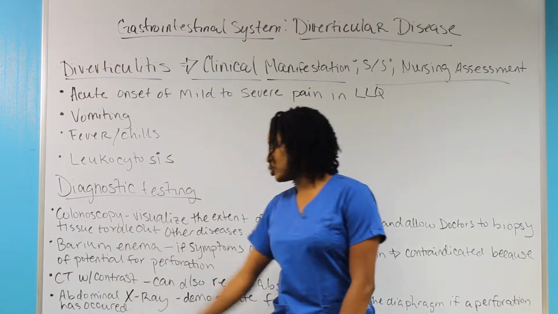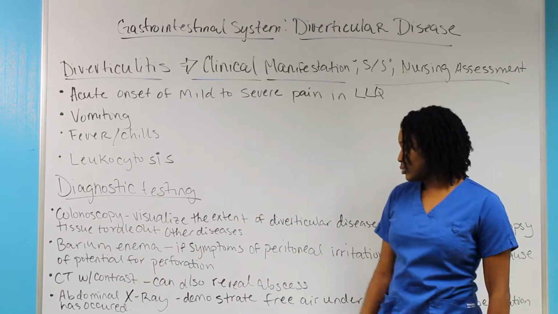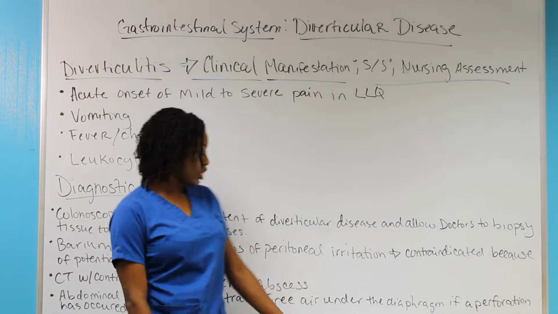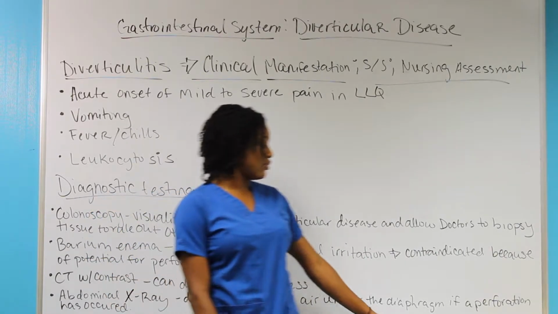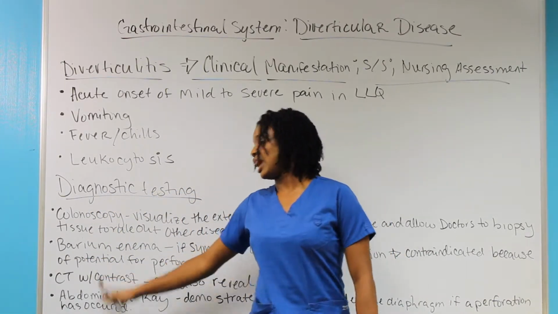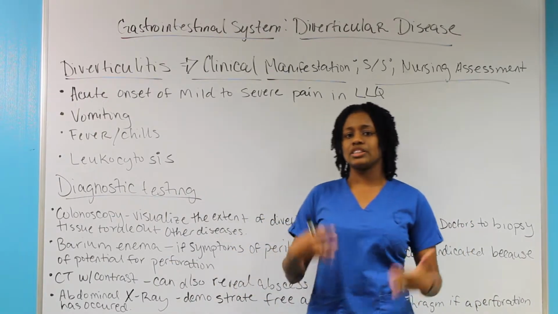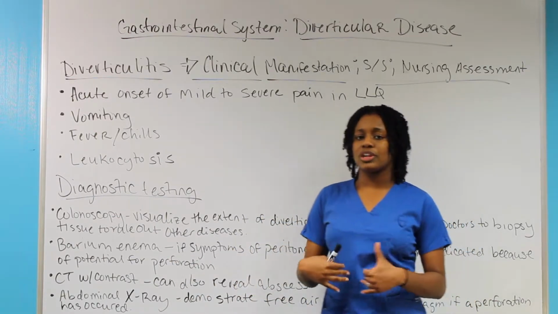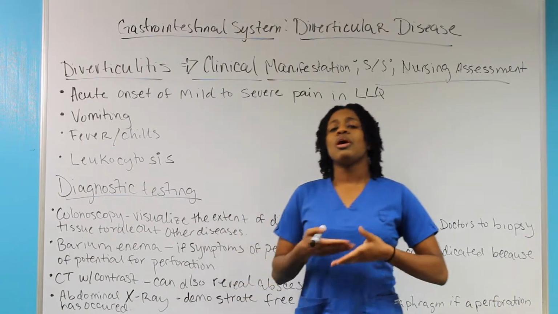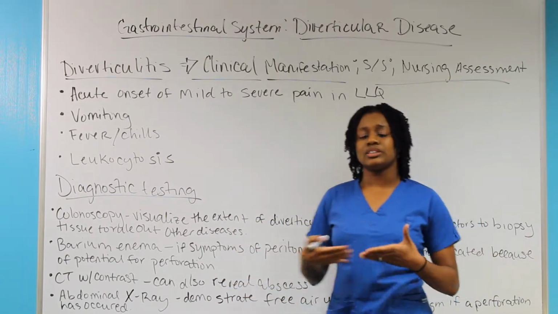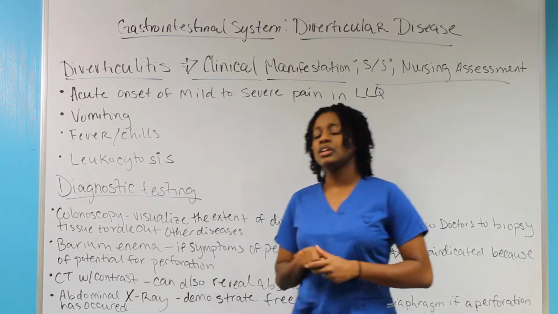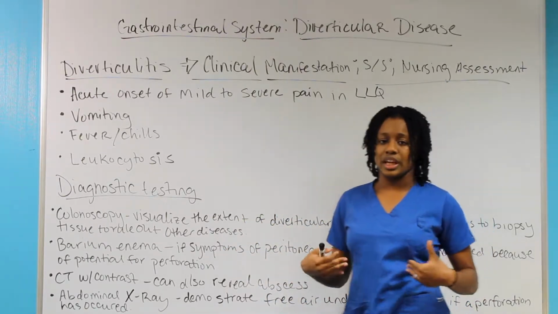Then you have your abdominal x-ray, and your abdominal x-ray is going to demonstrate free air under the diaphragm if a perforation has occurred. All right, so the abdominal x-ray is just to show safety measures, like, hey, is this person having a perforation right now? And it's going to let you know by the free air that you will see in the diaphragm area, okay? So if it has happened, you will see that.